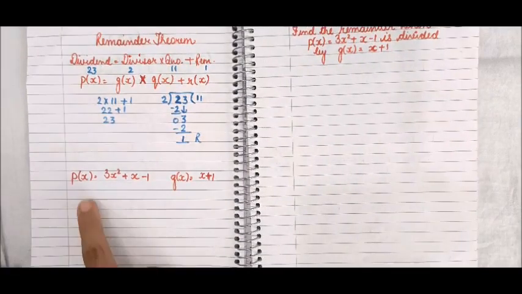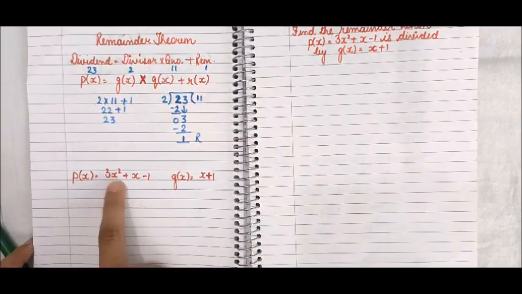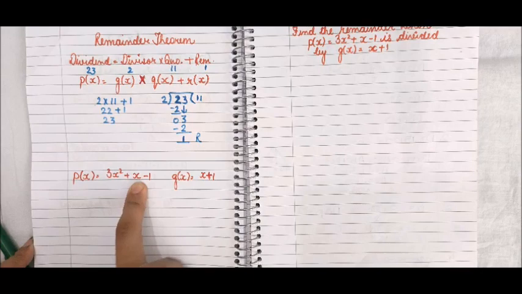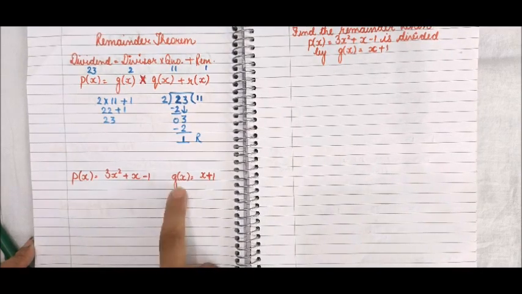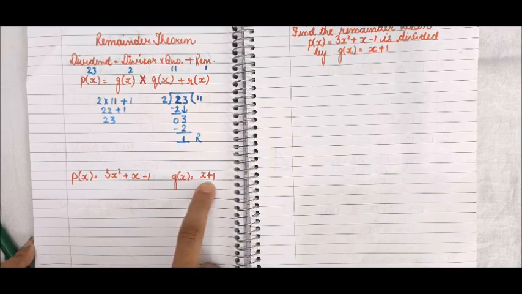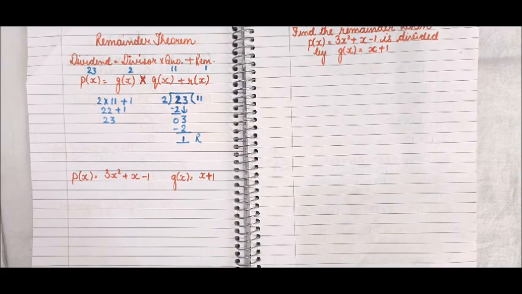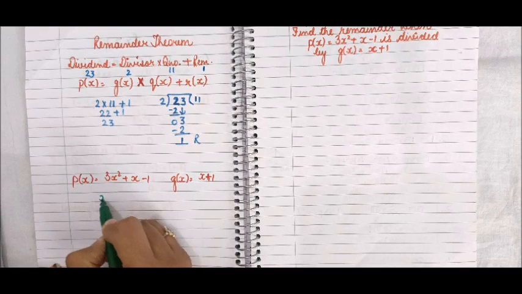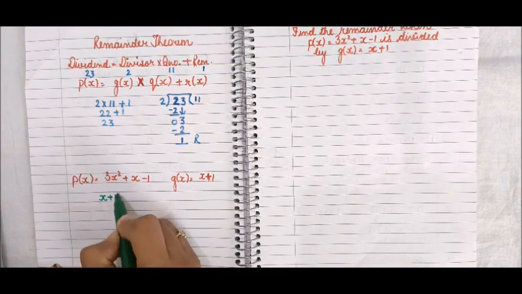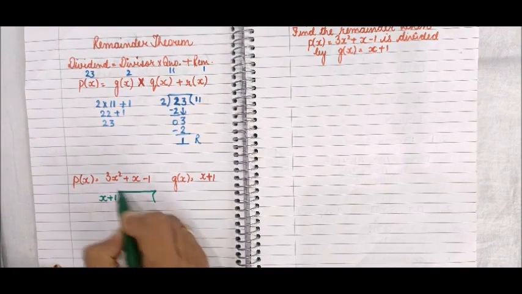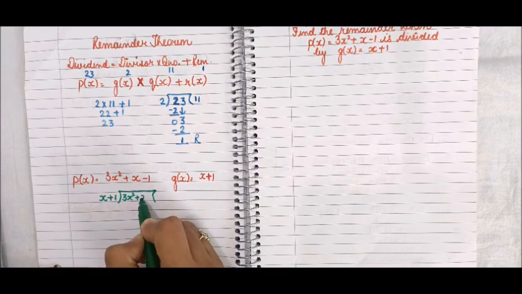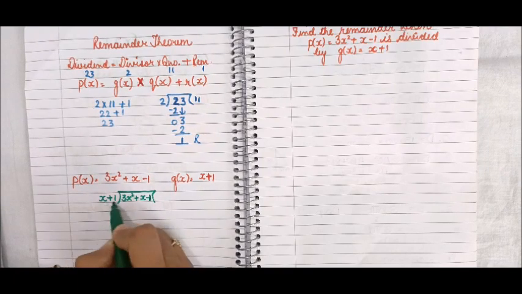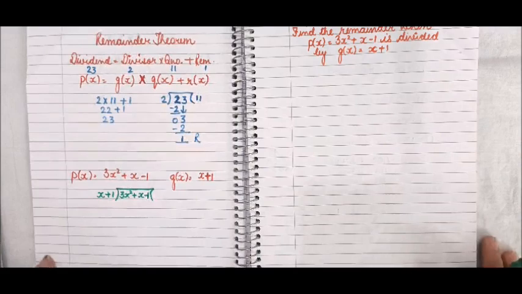You can see that p(x), which is 3x square plus x minus 1, is to be divided by g(x), which is the divisor, x plus 1, and this is a linear polynomial. So let's start the division. Let me write my divisor here, and my dividend will be inside, 3x square plus x minus 1. So this is my divisor, this is my dividend.